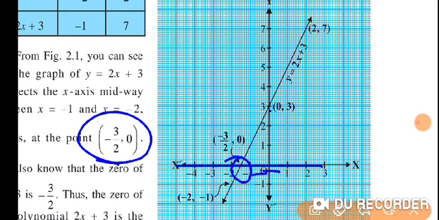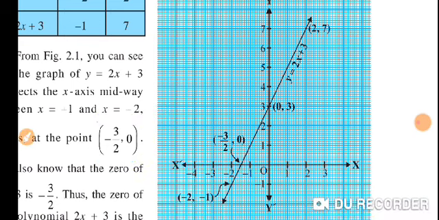On the x-axis, whenever a point is there on the x-axis, the y coordinate is 0, and the x coordinate is minus 3 by 2. So the zero of this particular polynomial will be minus 3 by 2. At one point it is intersecting. Is that point clear or not? You don't consider the intersection at the y-axis because your polynomial is in which form? ax plus b. It is in x form. So therefore you have to find the intersection with the x-axis.